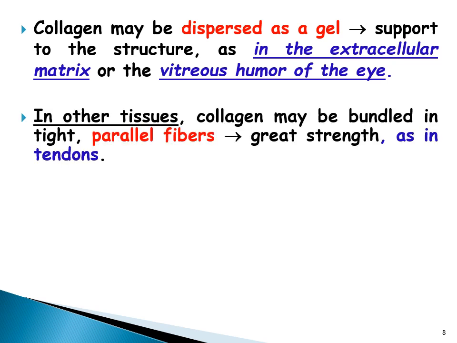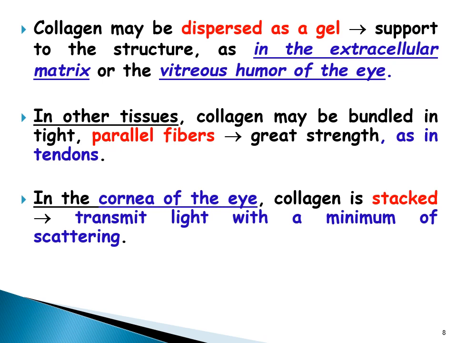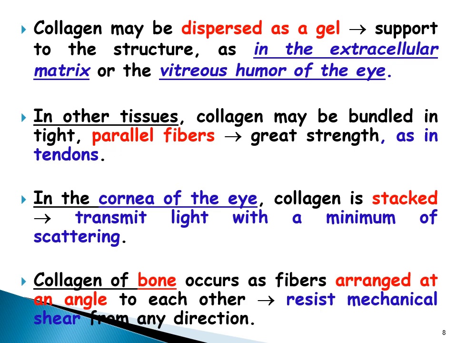In other tissues like tendon, the collagen fibers are arranged in parallel. In the cornea of the eye, they are arranged in a stacked manner, transmitting light with minimum scattering. Or the collagen of bone occurs as fibers arranged at particular angles to each other and resists mechanical shearing from any direction. So you can see, depending upon the type of tissue, collagen plays a different role depending upon its structure.